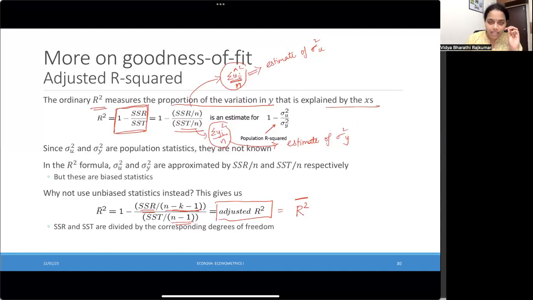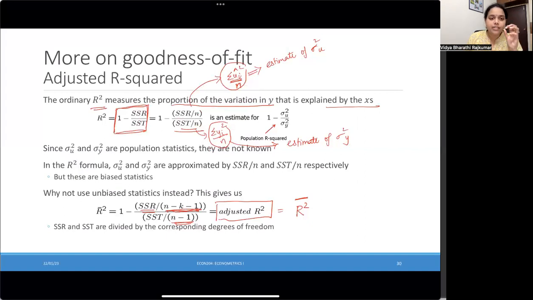Instead of dividing these expressions by n, if we divide them by their respective degrees of freedom, then they become unbiased estimators of their population counterparts. That means I take SSR and instead of dividing it by n, I divide it by n minus k minus 1, which are the degrees of freedom for SSR. And SST, I divide it by n minus 1, which is the degrees of freedom for the y variable.